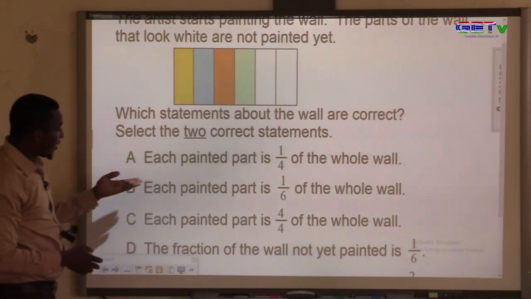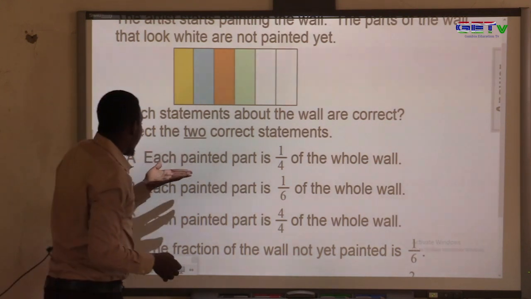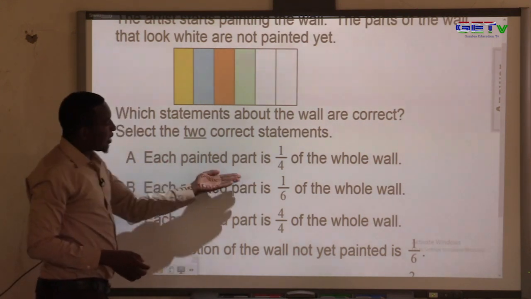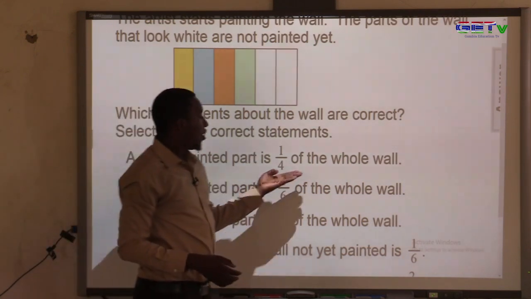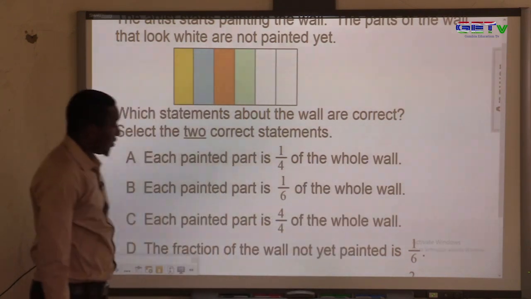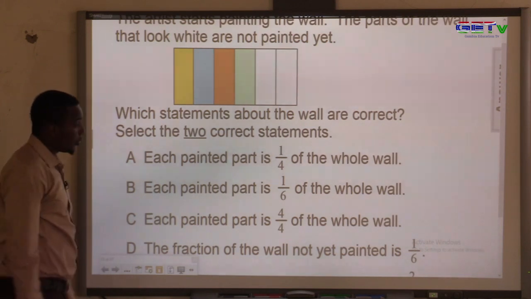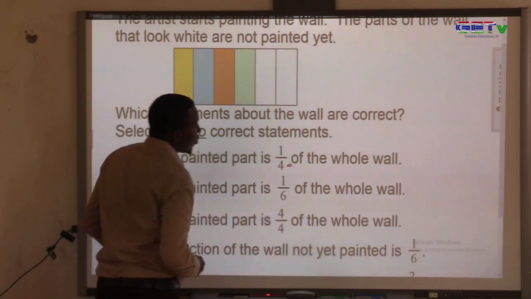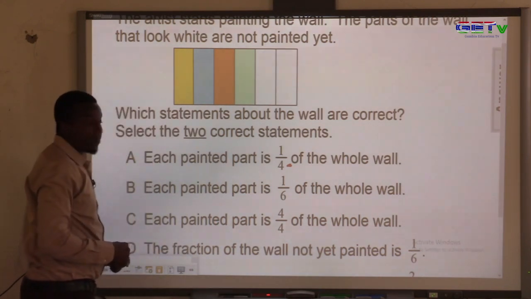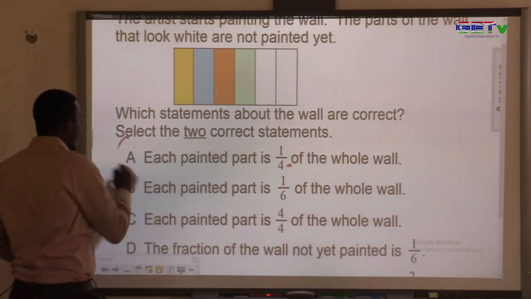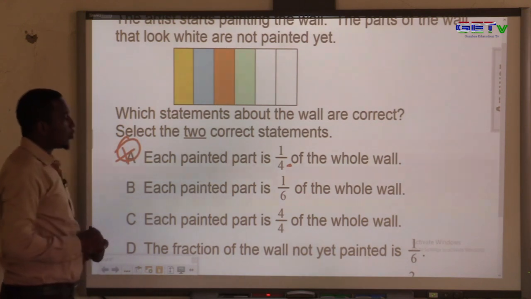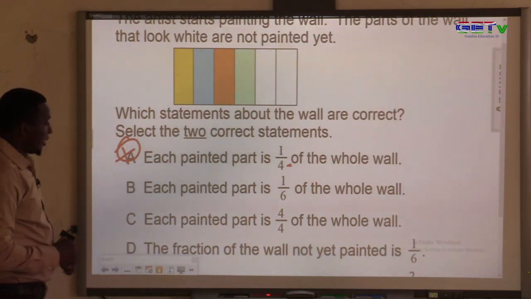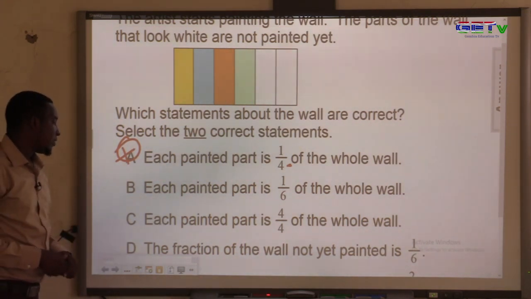And the first statement is saying each painted part is 1/4 of the whole wall. Well, this statement is not true because the wall is not divided into 4 equal parts, so it cannot be 1/4 of the wall. So the first statement is not correct.